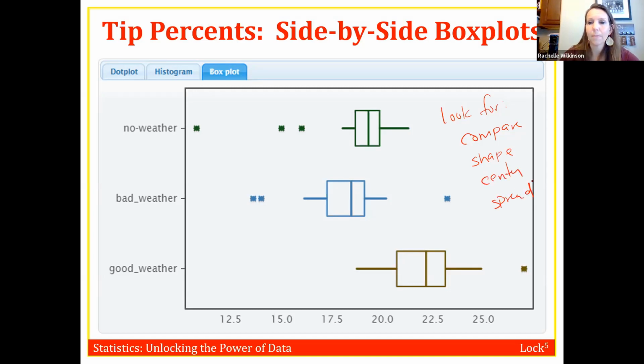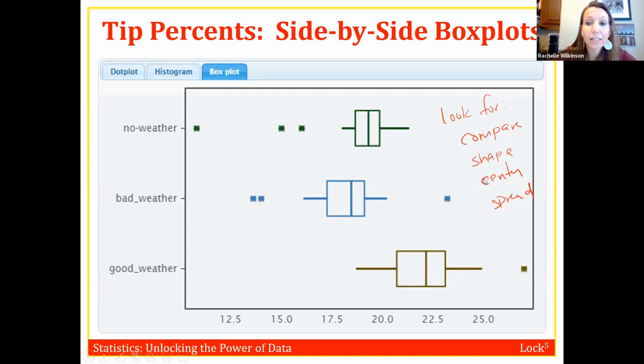All right, so for example, on this one, if we look at the no weather, you can see that it looks like it's skewed to the left. We have a bunch of these low outliers here. If we look at the bad weather one, it looks a little bit symmetric-ish. We've got kind of outliers on both sides here. And good weather looks like it has a high outlier on the high side, so maybe it's a little bit skewed to the right a little bit.